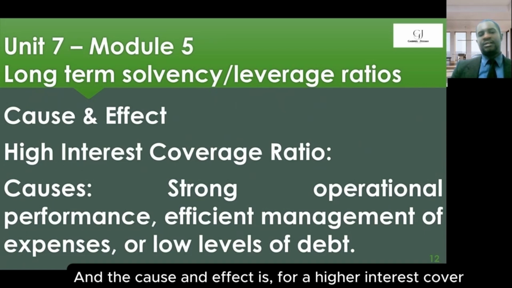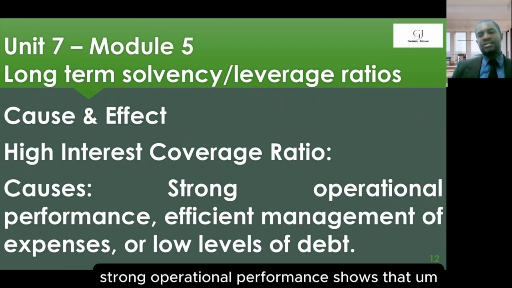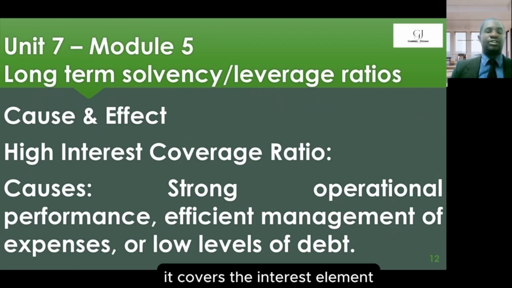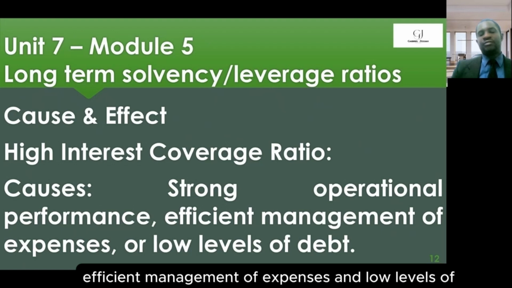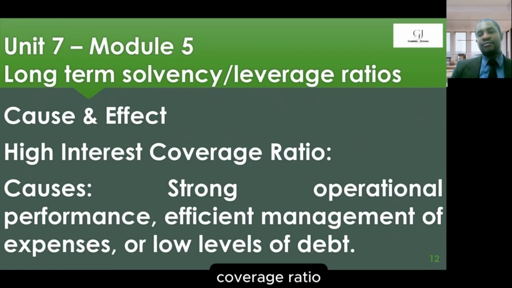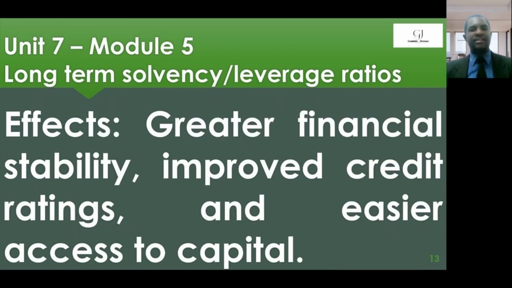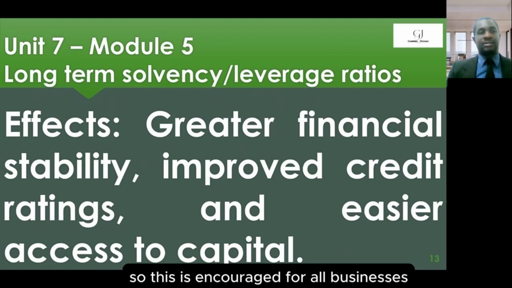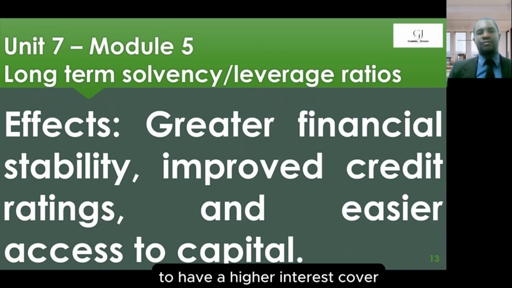And the cause and effect is, for a higher interest cover, strong operational performance shows that the earnings or the operating income is high, it's good, it covers the interest element. Efficient management of expenses and low levels of debt is the cause of a high interest coverage ratio. While the effect is greater financial stability, improved credit ratings, and easier access to capital. So this is encouraged for all businesses, to have a higher interest cover.